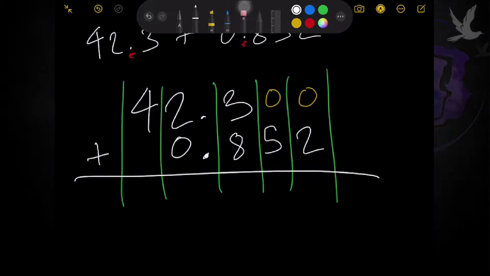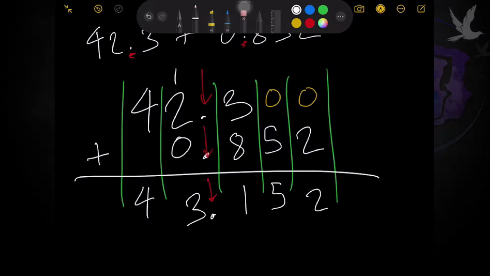Okay, 0 plus 2 is 2, 0 plus 5 is 5, 3 plus 8 is 11. You don't write 11 that way, of course not. Carry over: 1 plus 2 is 3, bring down 4. And of course, your decimal, we always align it. You align it always, which means your decimal place should be placed here. Okay? So that's all it should be.